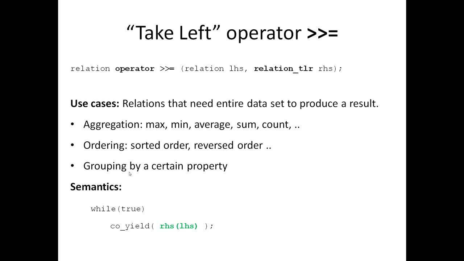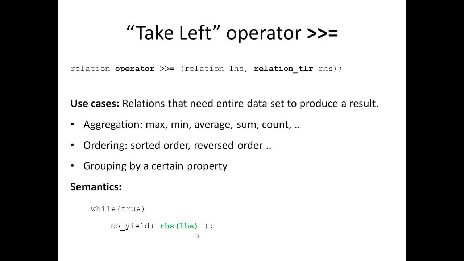Semantically, this operator is very simple. All it does is repeatedly trigger the evaluation of the TLR, which is RHS here, and passes the ordinary relation, which is LHS, as argument to the TLR at the time of evaluation. So this is the only difference between a TLR and ordinary relation, that ordinary relations do not take any arguments at the time of evaluation, whereas TLRs take one relation as argument at the time of evaluation.